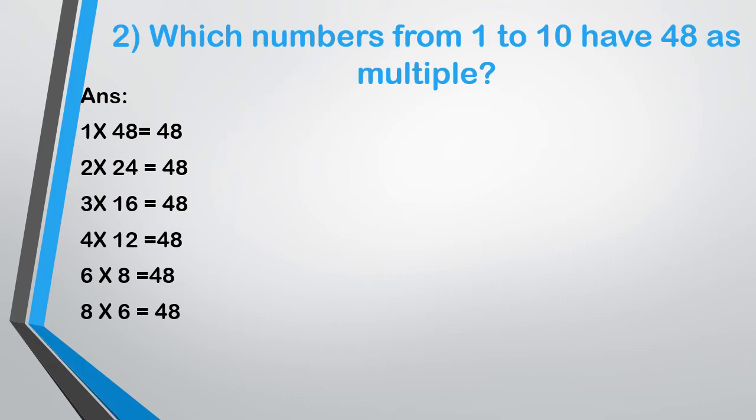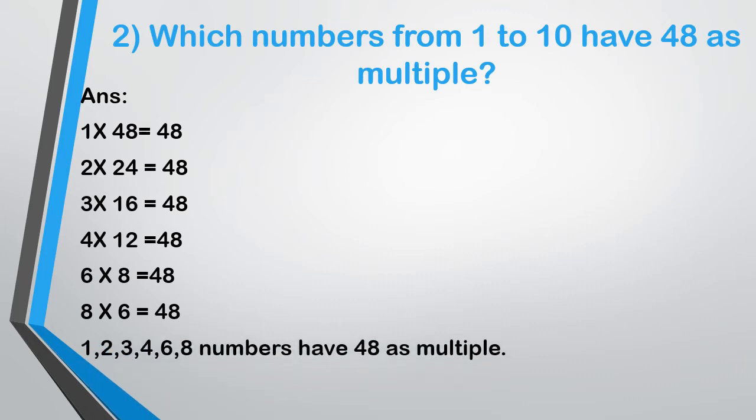Also 48 doesn't come in 7 table because 7 7s are 49. Then 8 6s are 48. And 48 doesn't come in 9 table also, because 9 5s are 45, then 9 6s are 54. So 1, 2, 3, 4, 6, 8 are the numbers that have 48 as multiple.